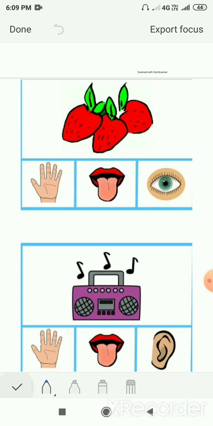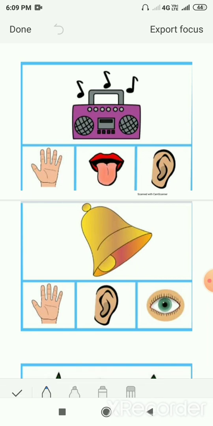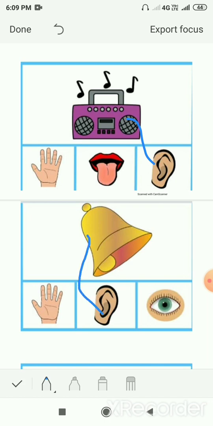The next is radio. The sound or music of the radio. By which organ can you hear the sound of the radio? So by ears you can hear the sound of the radio. Next is bell. By which organ can you hear the sound of the bell? Hand, ear or eyes? So by ears you can hear the sound of the bell.